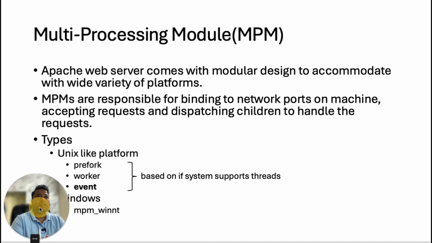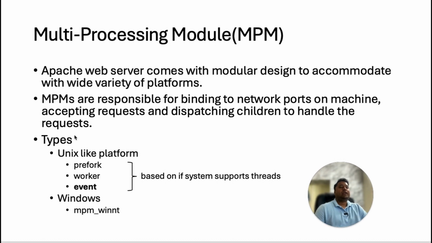Let me go back to my next slide. The reason the multi-processing modules, MPMs, exist is that there are multiple platforms. To make Apache Web Server compatible with all platforms, for example, Unix-like platforms, Linux, Mac, which are Unix-based, and then Windows, they have multi-processing modules. Based on the platform, it will automatically select one MPM by default, or you can tune it accordingly. That's what I have written in the first point: Apache Web Server comes with a modular design to accommodate a wide variety of platforms.